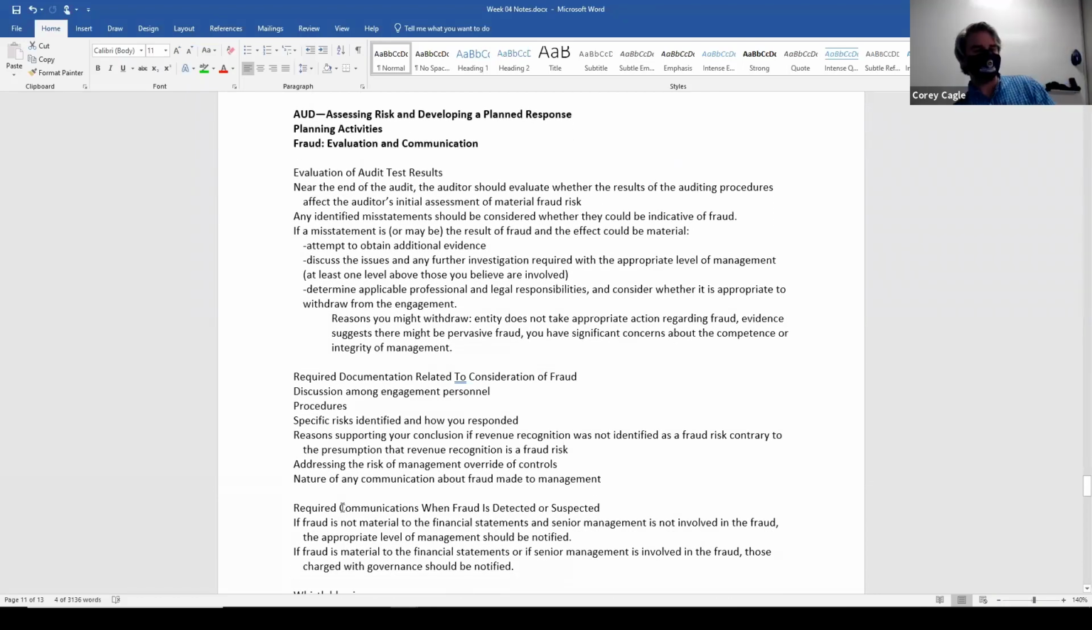Fraud, evaluation, and communication. So, you know, we were talking about in the planning phase before. Now, as we're nearing the end of the audit, the point they make time and time again is that the things you do in the planning stage don't mean you can't go back and revisit and reassess. You should. So they make that point near the end of the audit. You should evaluate whether the results of your procedures affect your initial assessment of fraud risk. And keep going until you're satisfied, right?